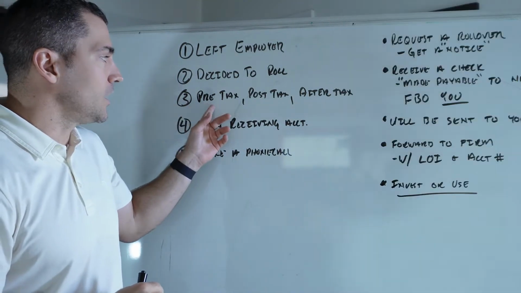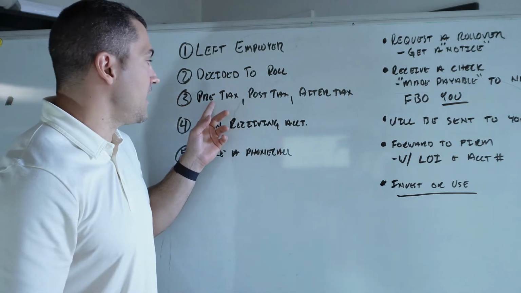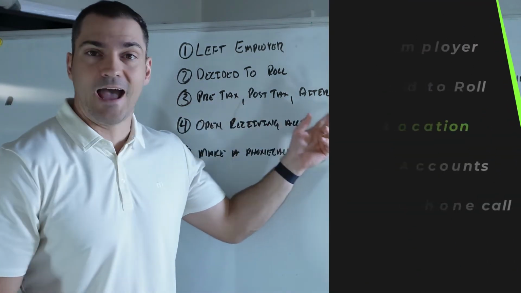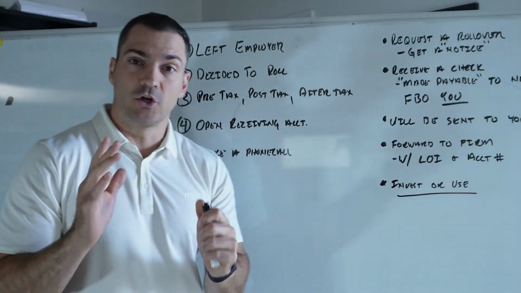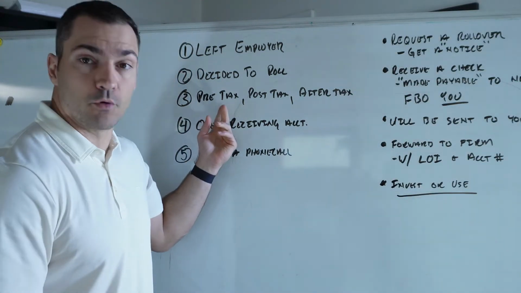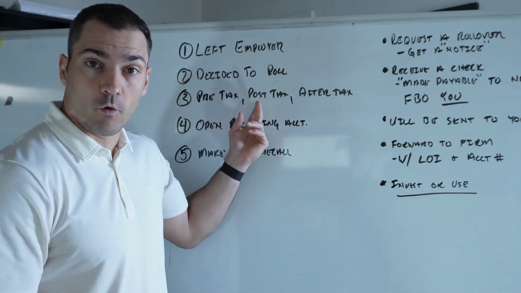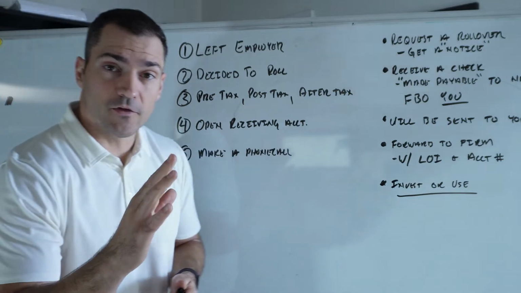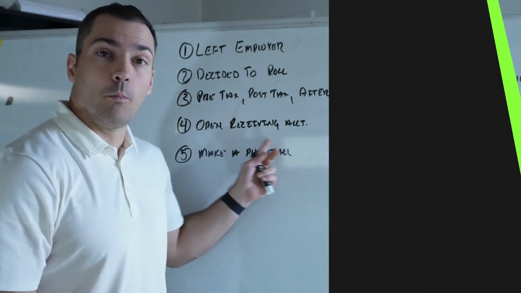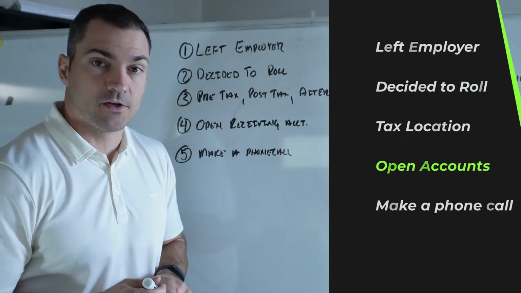You need to look at your breakdown in your 401k of pre-tax, post-tax, and after-tax dollars. This is a big one. You need to have a good understanding if the money in there is pre-tax, if it's Roth 401k dollars, or if it's in a third after-tax bucket. The reason for that is to make sure that you open up the proper receiving accounts.